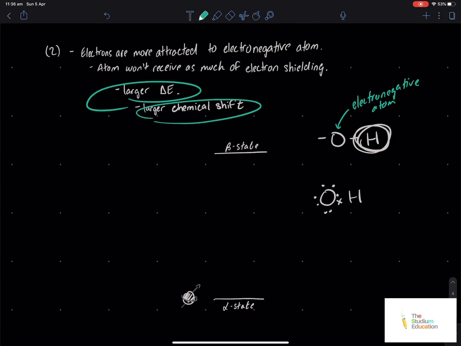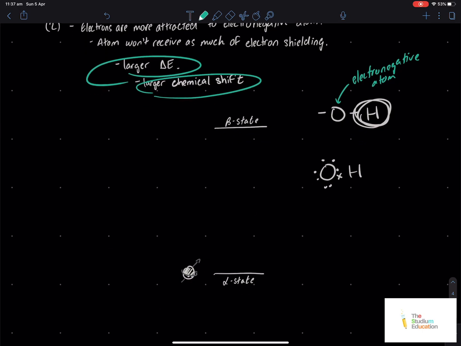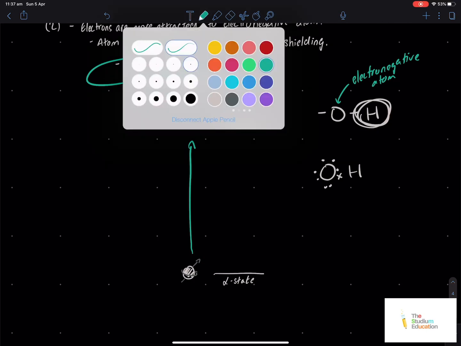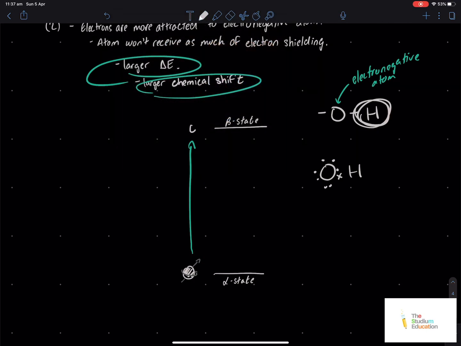So since the atom doesn't have as much electron shielding, it's going to have a higher energy difference because of the magnetic field. It's more exposed, more open to the magnetic field, and so its energy difference will be higher. So it requires much more energy to flip to the higher energy state. Makes sense, right?